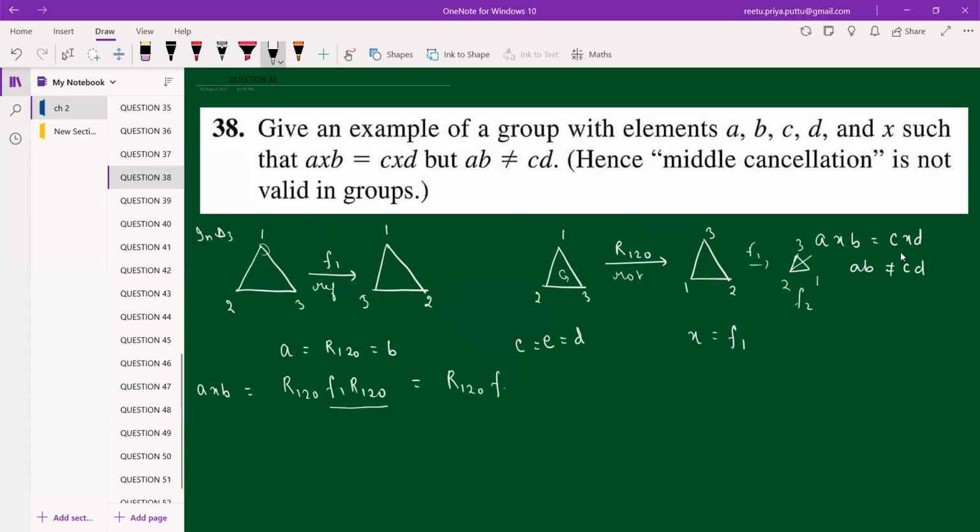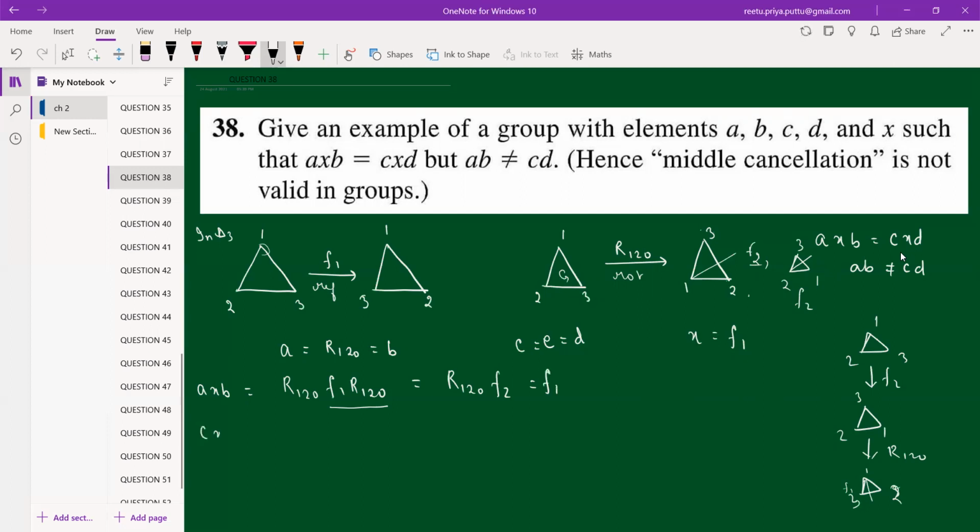Now R120 and F2. Suppose you apply F2 here, then you will get 2 and 3 here. So first you have to apply F2. So this is triangle 1, 2, 3. You have to apply F2 first. So what we get? We get 3, 1 and 2. And now you have to apply R120 here. So what you get is 1, 2, 3, oh sorry, 1, 3, 2. So this is basically F1. So you get F1 from here.